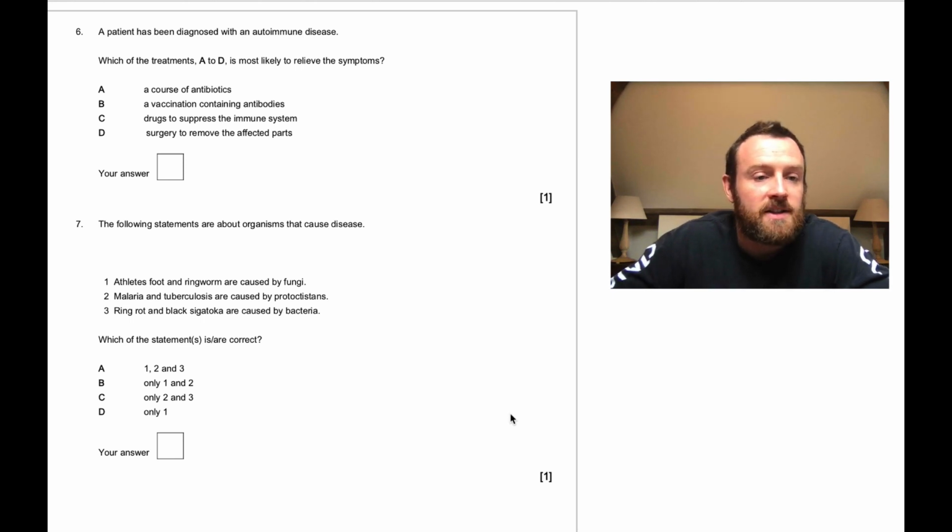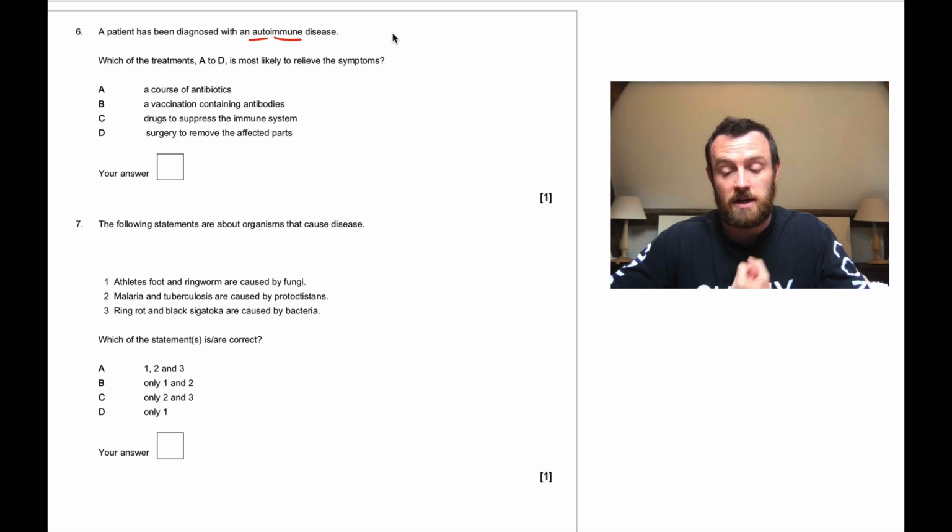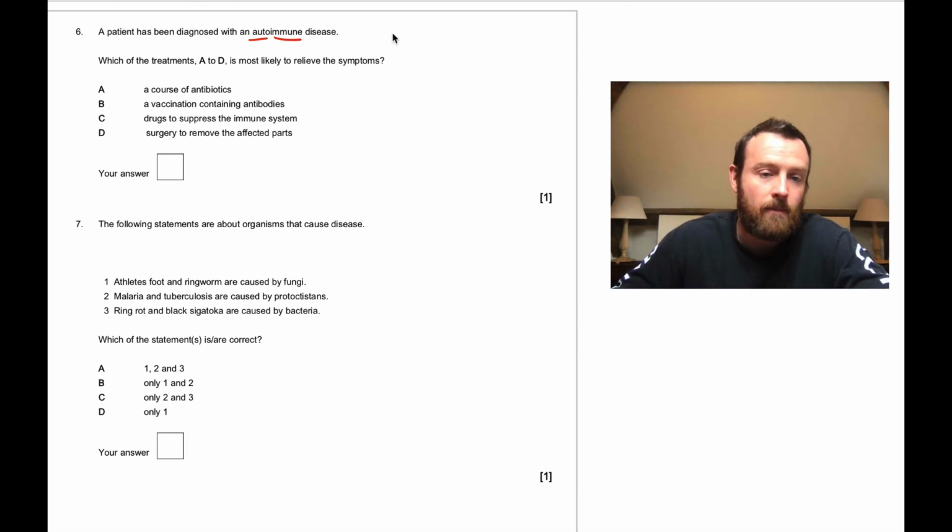Okay, all right, 6. A patient has been diagnosed with an autoimmune disease. Which of the treatments A to D is most likely to relieve the symptoms? So first of all, remember autoimmune is when the immune system attacks yourself. It attacks your own body, tissues or cells. So how are we going to stop that?